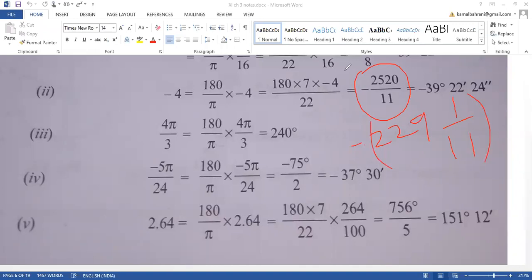Clear? I told you this was wrong. I have written wrong here. So what will you get? Minus 229 degree as it is plus 1 by 11 degree. We can write this as 229 degree plus 1 by 11 degree.